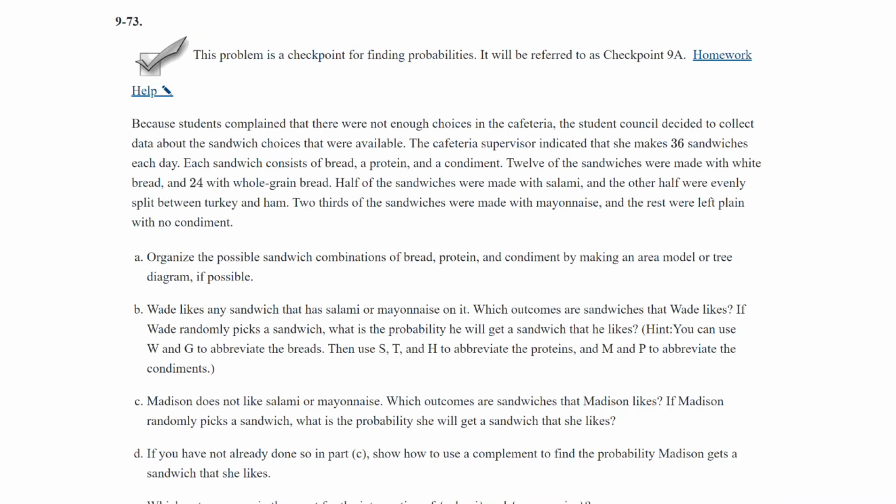Question 73. This problem is a checkpoint for finding probabilities. Because students complained that there were not enough choices in the cafeteria, the student council decided to collect data about the sandwich choices that were available. The cafeteria supervisor indicated that she makes 36 sandwiches each day. Each sandwich consists of bread, protein, and a condiment. 12 of the sandwiches were made with white bread, 24 with whole grain bread. Half of the sandwiches were made with salami, and the other half were evenly split between turkey and ham. 2/3 of the sandwiches were made with mayonnaise, and the rest were left plain with no condiments.